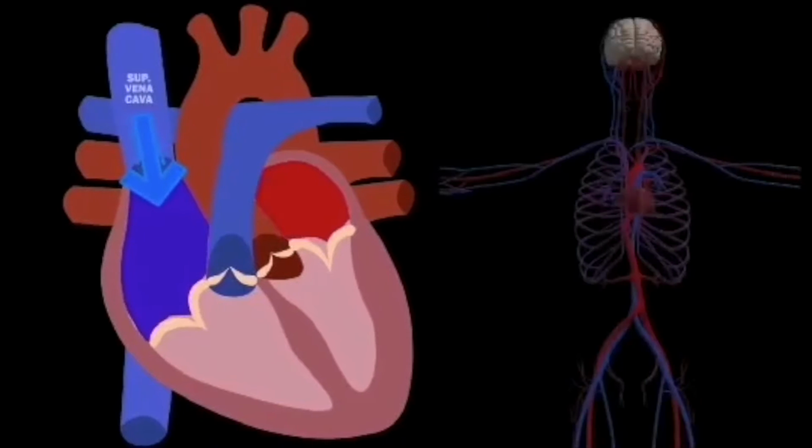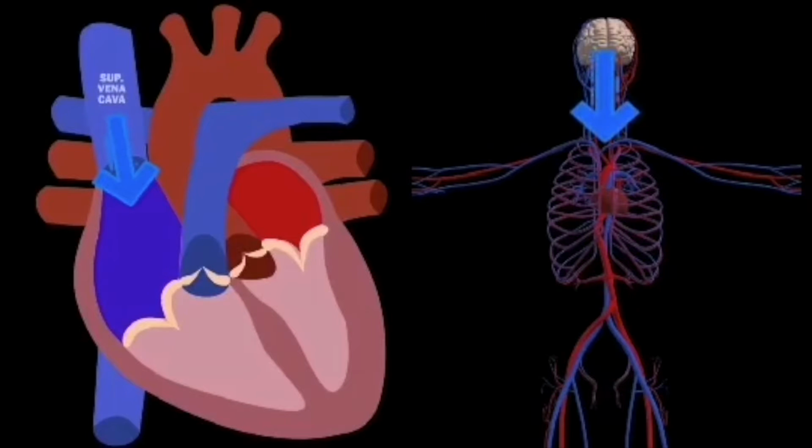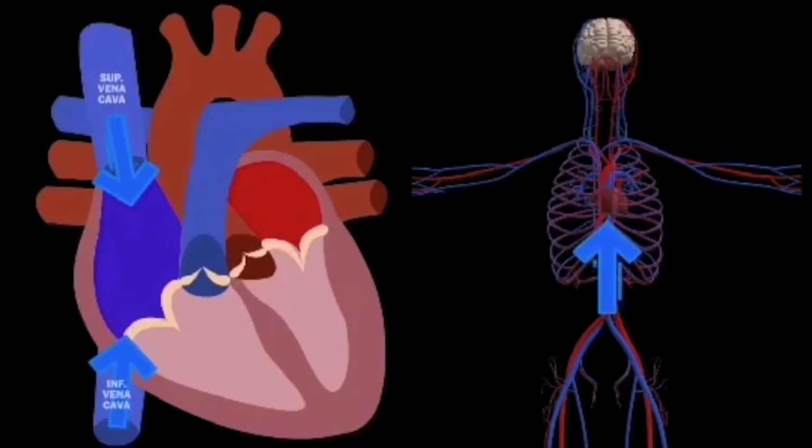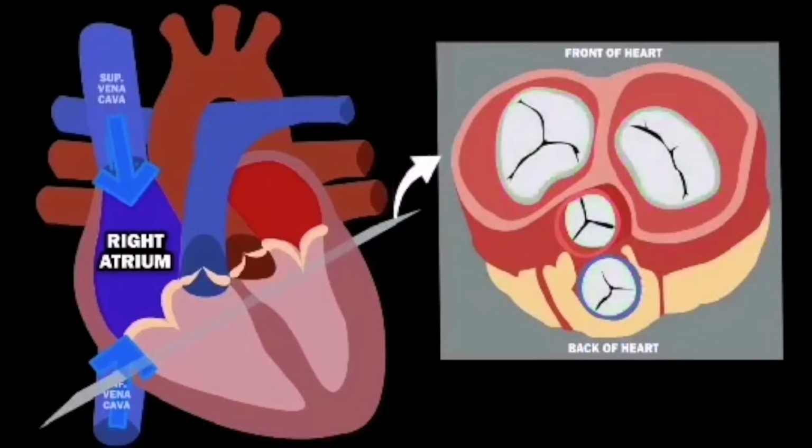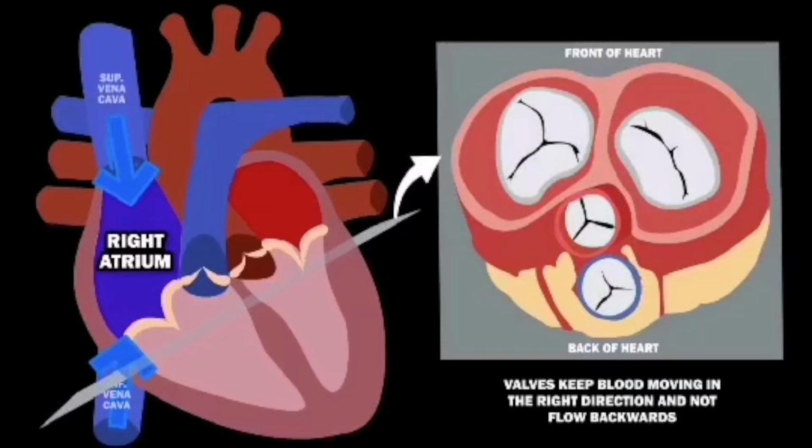The superior vena cava receives blood from the head, neck, upper limbs, and chest. Meanwhile, the inferior vena cava receives blood from the trunk, viscera, and lower limbs. Both the superior and inferior vena cava end up in the right atrium, one of the 4 chambers of the heart. The heart not only has 4 chambers, it also has 4 valves. The purpose of the valves is to keep blood moving in the right direction and not flow backwards.